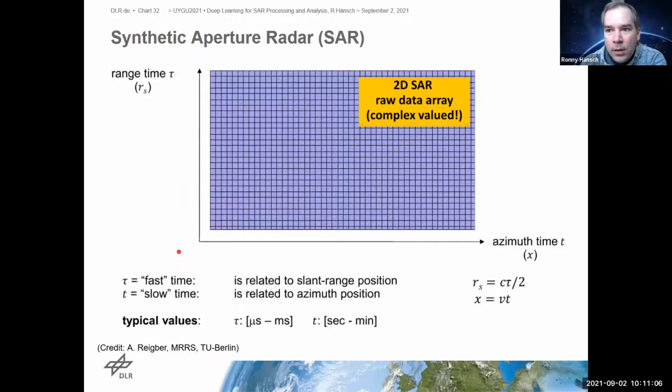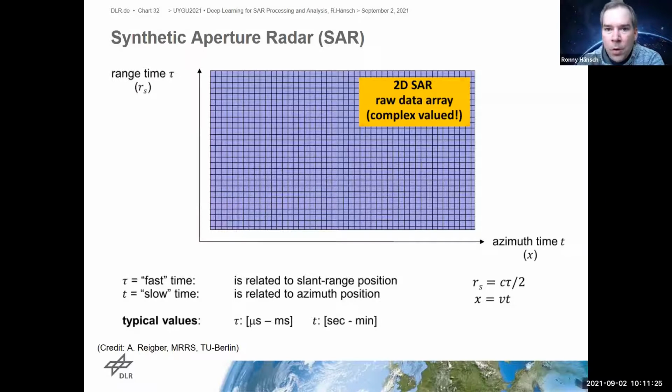So the flight direction would be in this way. So the airplane is going this way. This is the direction in which the microwave pulse is sent out. So this is called range. And the other direction in which the airplane is moving is called azimuth. So this is important to understand SAR images, right?